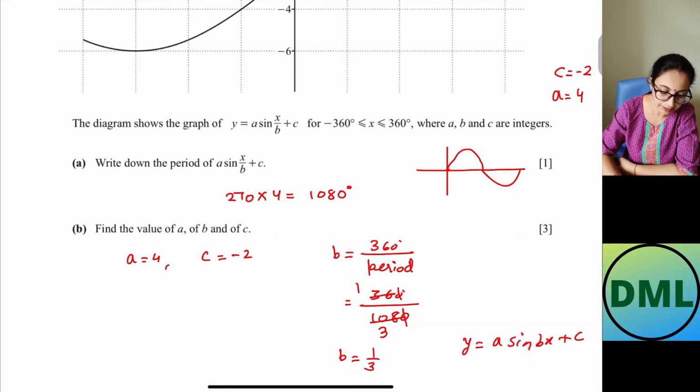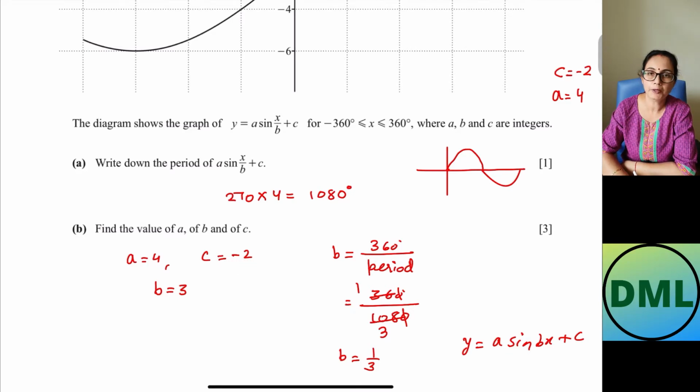They have written b in the denominator. I need to give the value for b. B is not 1 by 3. If I compare this with my given graph, my B value will be given as 3. Let's substitute the value here. So the value for B will be given by 3. My A value will be 4, C value will be minus 2 and B value will be 3.